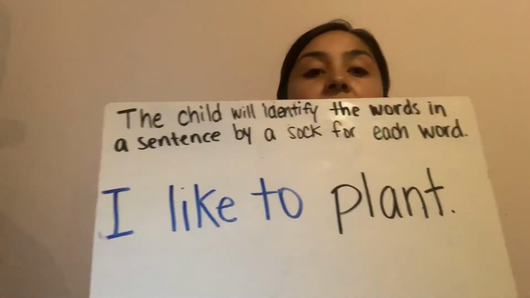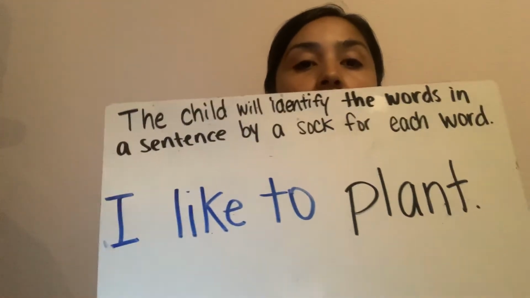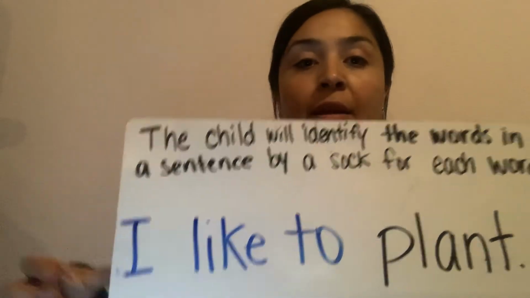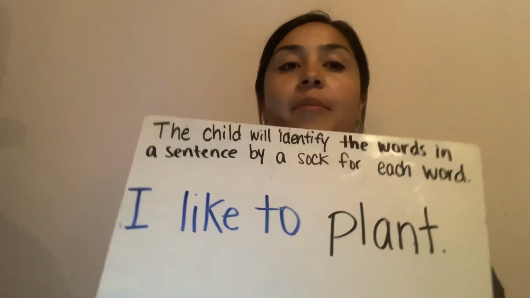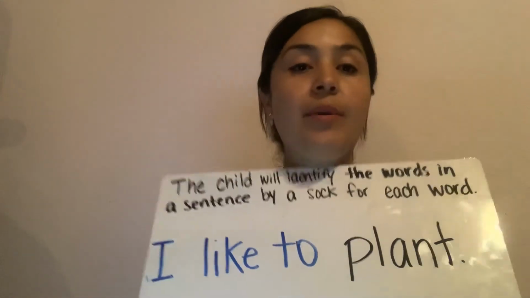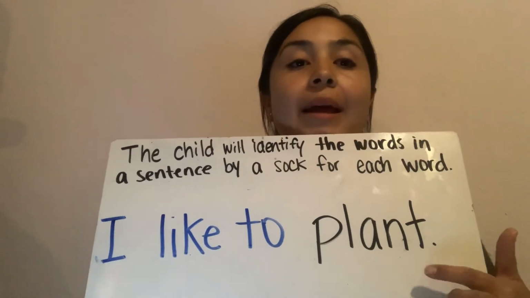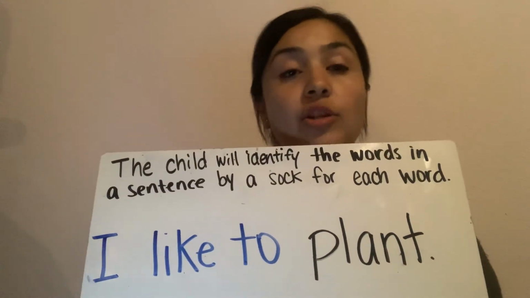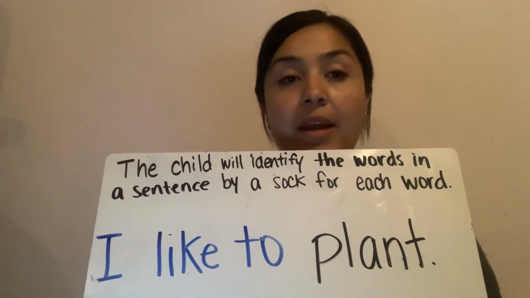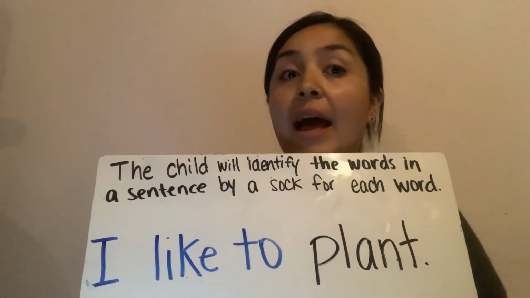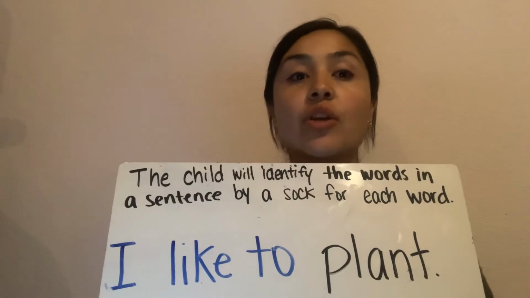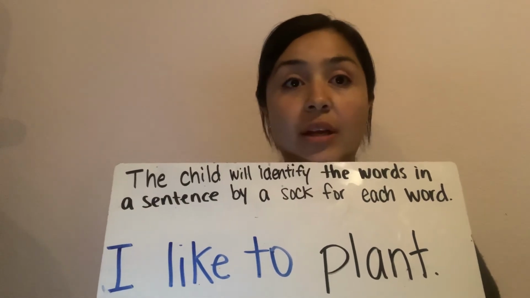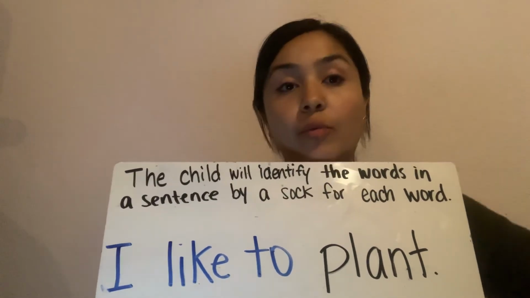plant. Okay, so if you can see here in blue, I wrote my sight words from last week. I like to. And then in black, you don't have to do this, but I did it so you can see. Plant is what I like to do during spring. Okay, so I like to plant. I don't know what your sentence was. If you want to change it, that's fine. You don't have to keep the same one you did. Maybe you like to ride scooters.